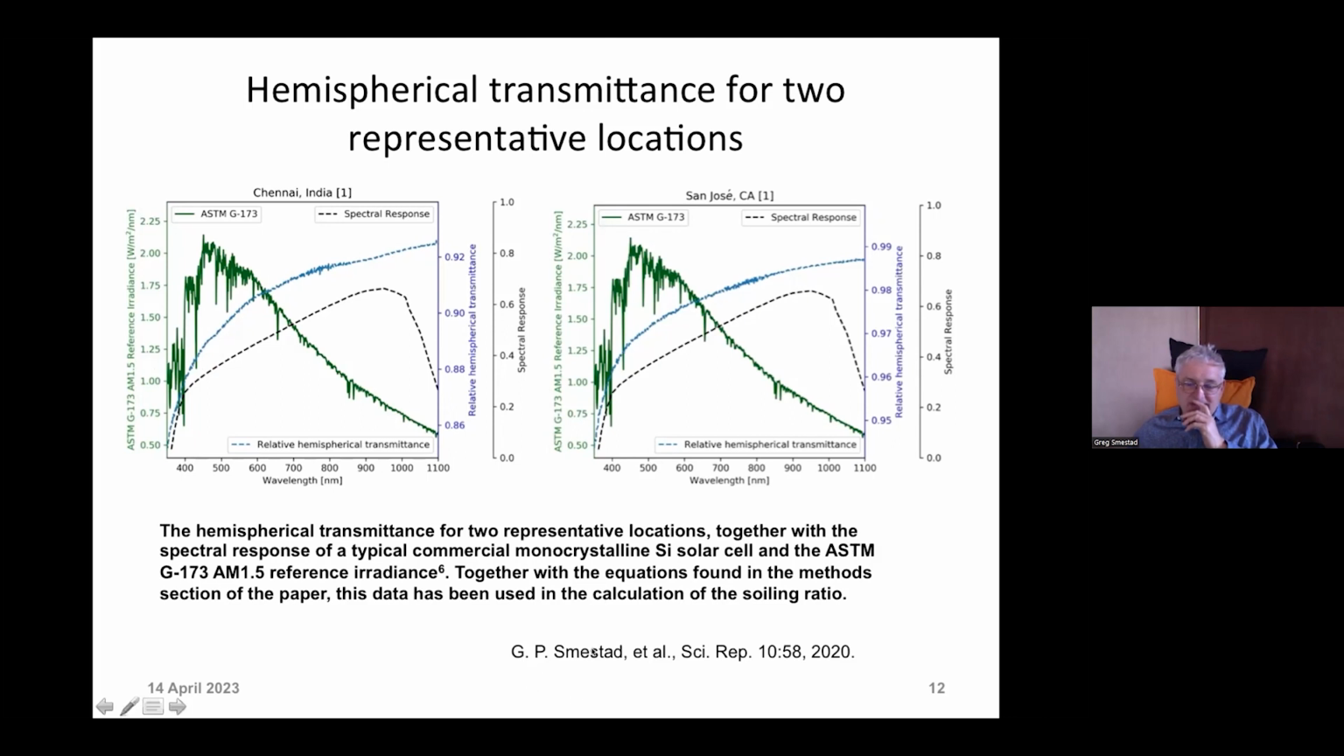And this could be found in this open source article, Scientific Reports in 2020. You can type our names in and you can find some of these curves. Here we have an experimental curve from Chennai in India versus here where I live in San Jose. And you can see that these three components of what I showed you before that are multiplied together are different depending upon where you are and how much soiling that you have.